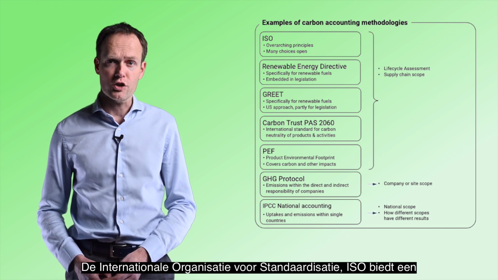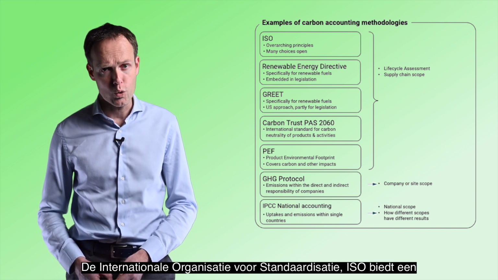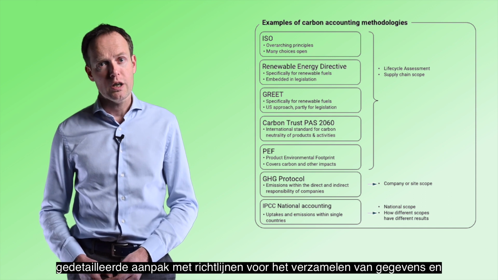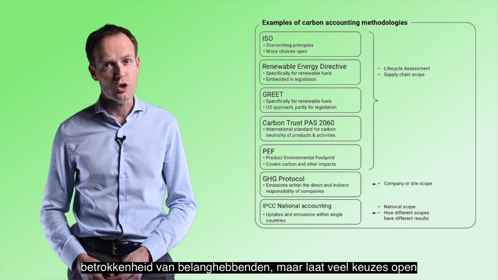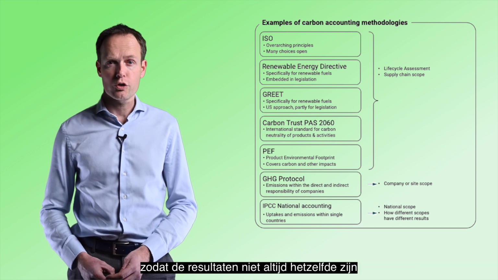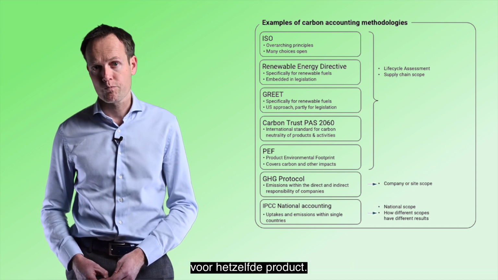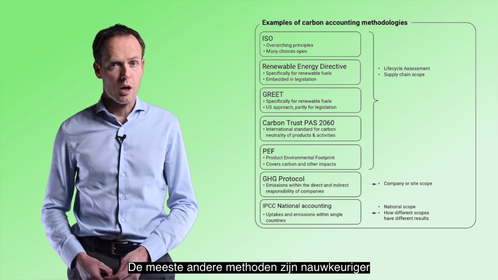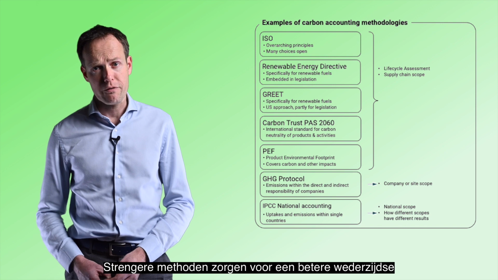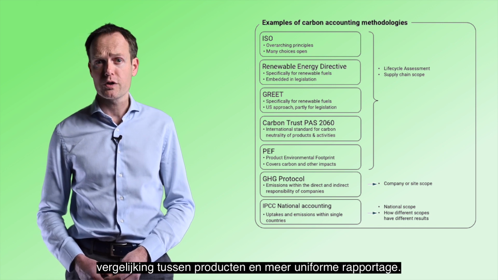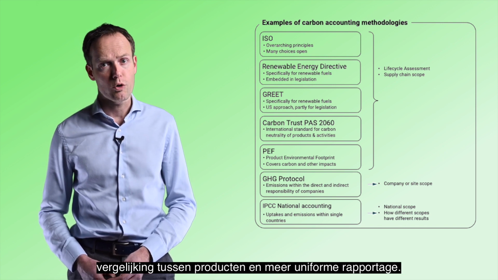The International Organization for Standardization, ISO, provides a detailed approach, including guidelines to data collection and stakeholder engagement, but leaves many choices open, so that the results are not always the same for the same product. Most of the other methods are more precise and reduce the free choices in the analysis. Stricter methods allow for a better mutual comparison between products and more uniform reporting.